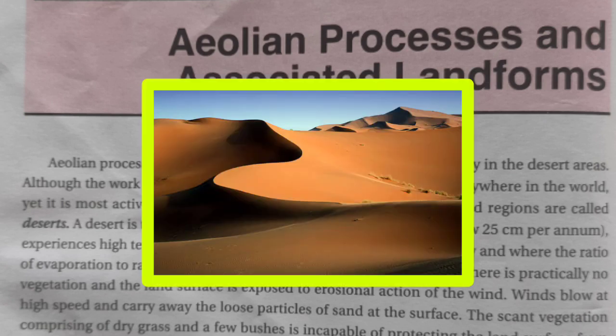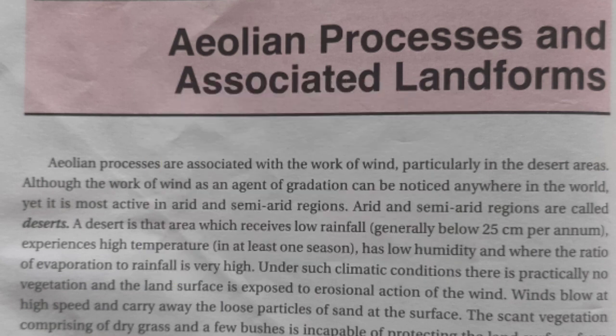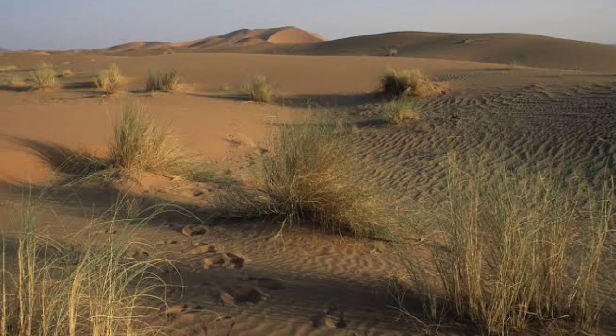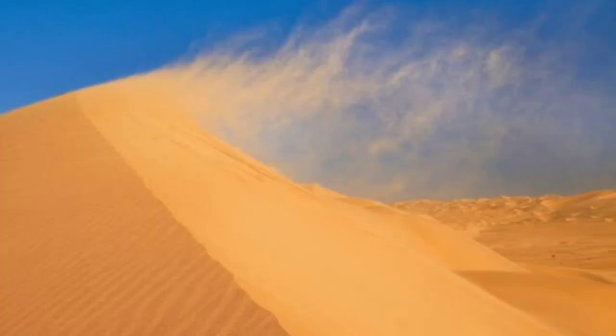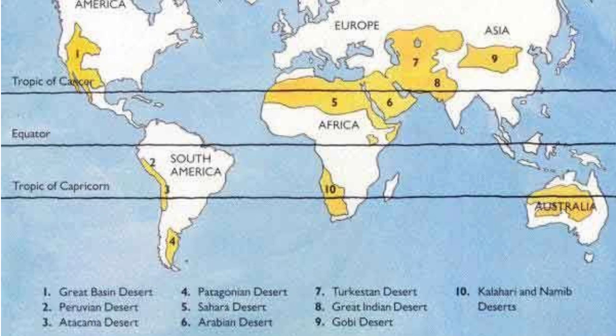Again, a very simple term is deserts, because in deserts obstructions are very few for the wind. Due to the harsh climatic conditions, scant vegetation is present, comprising dry grasses and a few bushes, which is incapable of protecting the land surface from the force of winds. Before we move on to the different processes of the wind, we need to understand the distribution of hot deserts too.